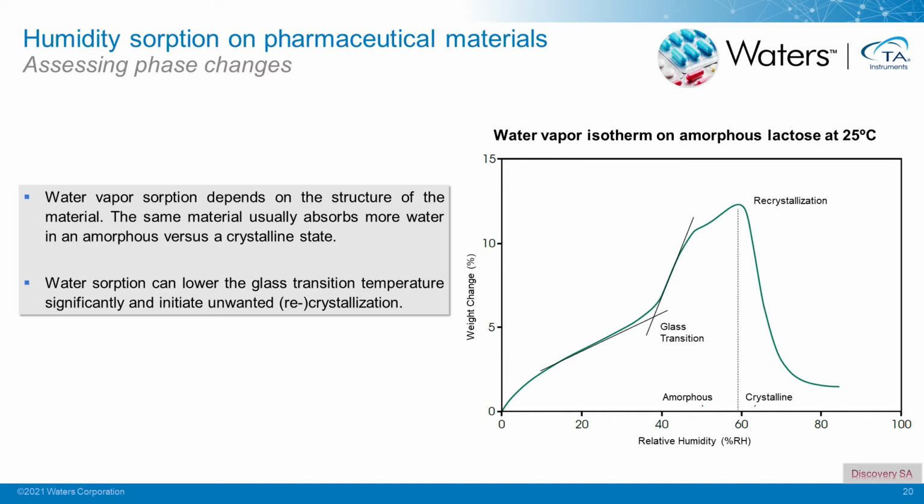Just below 60% RH, all of a sudden there is a sudden drop in weight. This is due to crystallization of the material. And as it crystallizes, it forces water out of the crystal structure. This type of thing is very important to know. Lots of amorphous materials are unstable with respect to recrystallization. So an important thing to know about your materials.